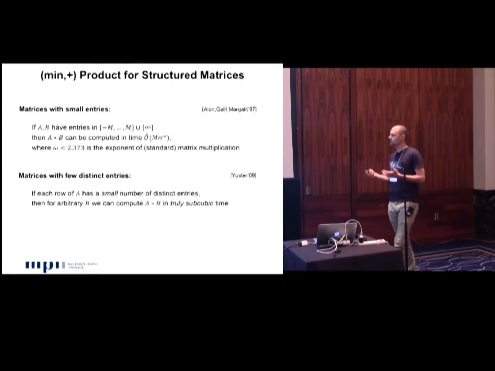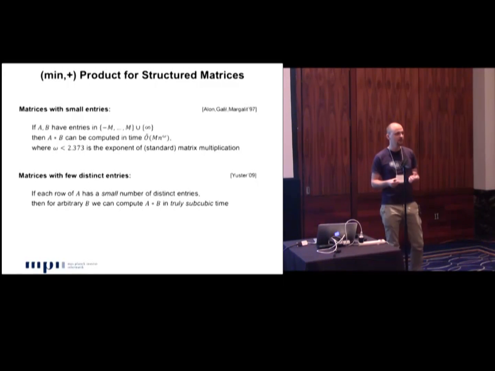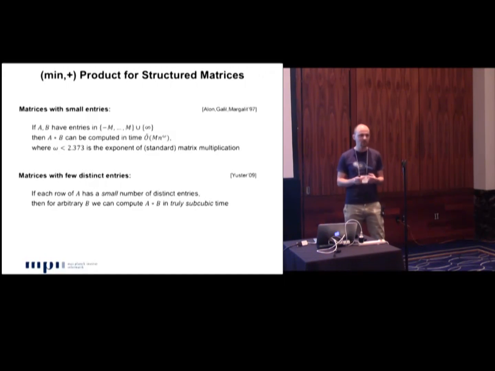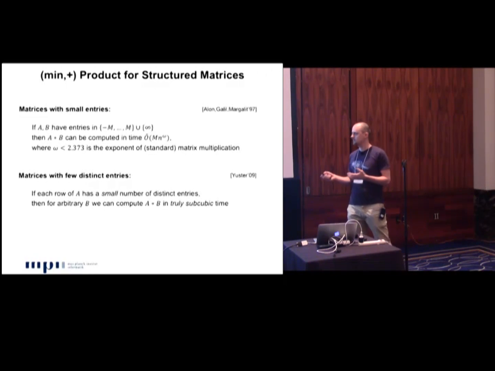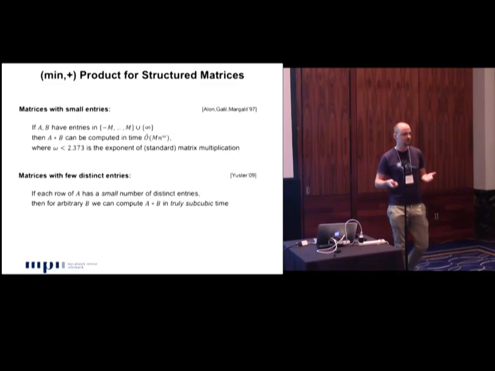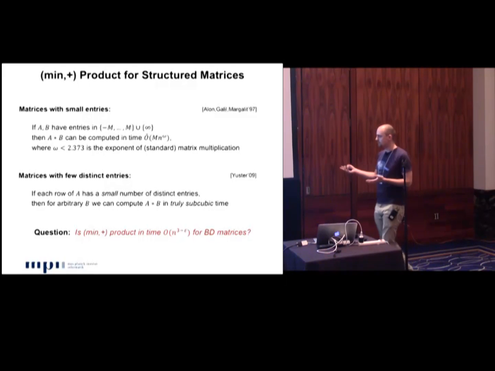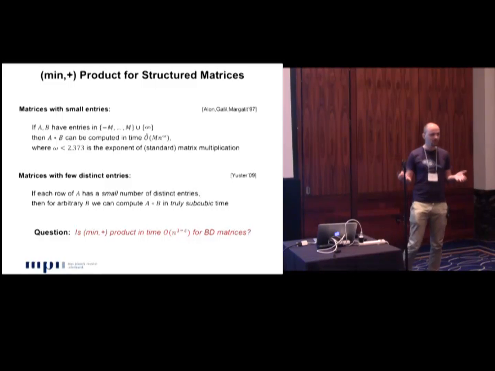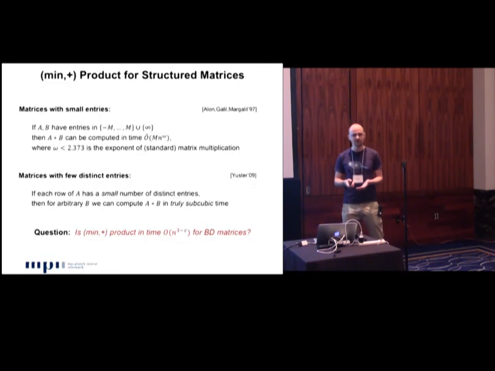And then there are other structured special cases that can be solved in truly subcubic time. For example, if the matrix A has in each row only a sufficiently small number of distinct entries, and matrix B can be completely arbitrary, you can still compute the min plus product in truly subcubic time. Now, this bounded difference is a natural special case of matrices. So we can ask the question whether min plus product for bounded difference matrices is actually in truly subcubic time.